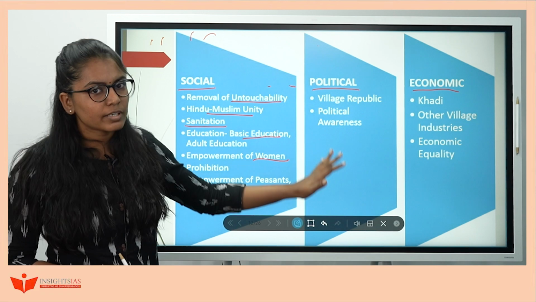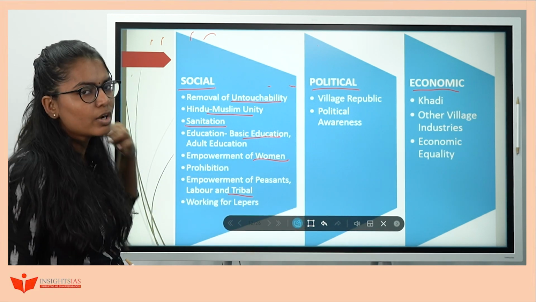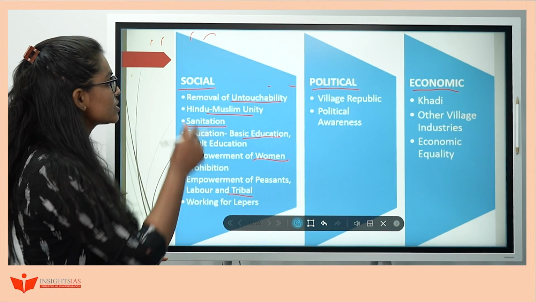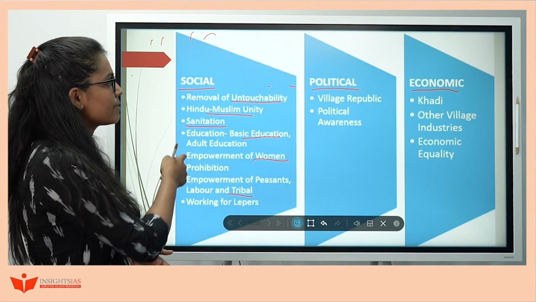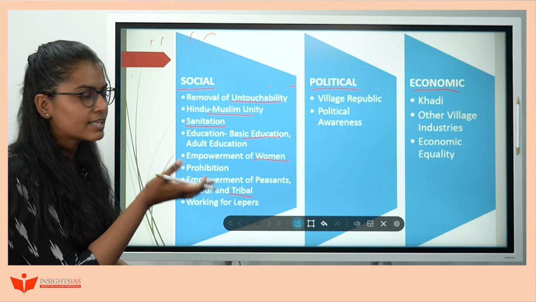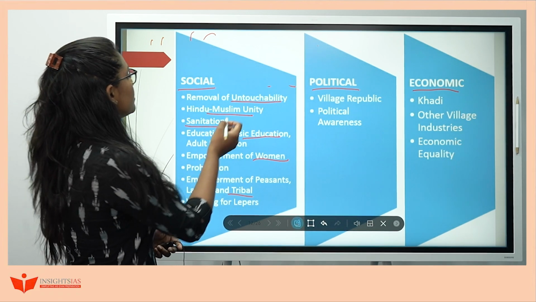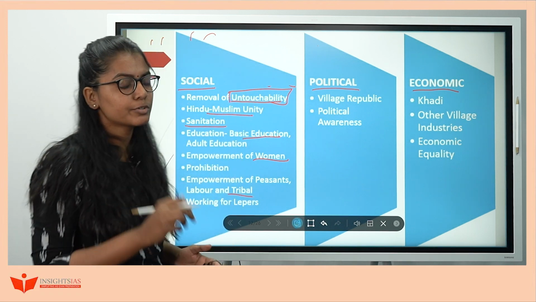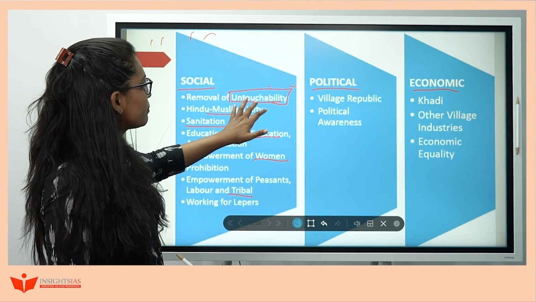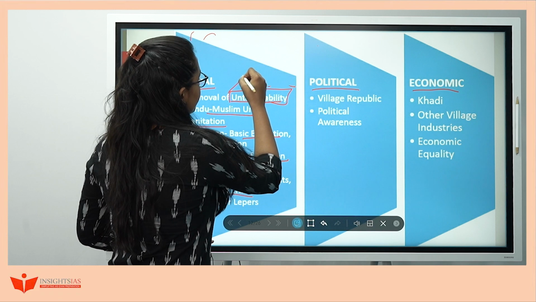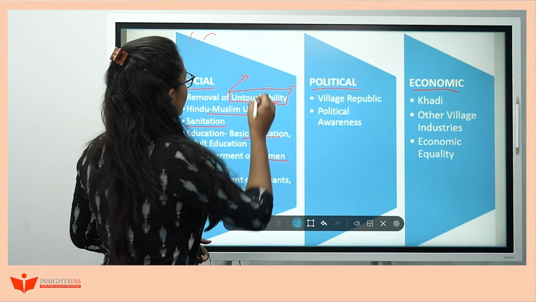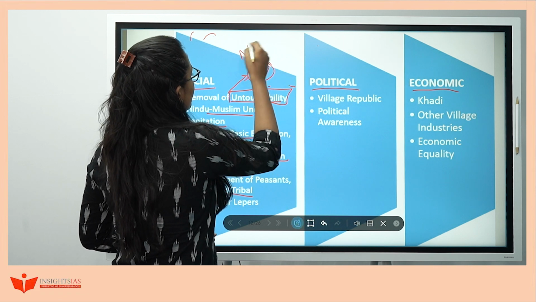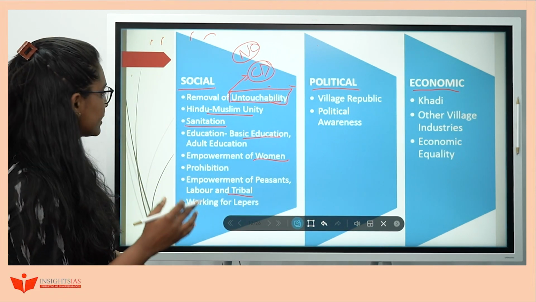We can't randomly write points here, but even if we can't recall during exam time, writing points is good, but it's better to substantiate your points with examples or some of the events that happened. So, removal of untouchability. And one of the things that you should be taking care of is when you write a point, you should give in your answer when did it happen, during non-cooperation or civil disobedience. Okay, you have to highlight that.